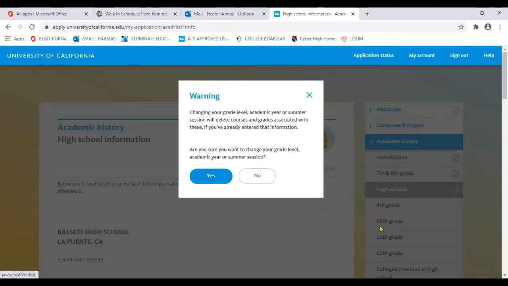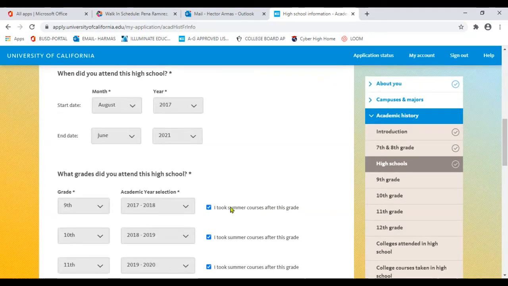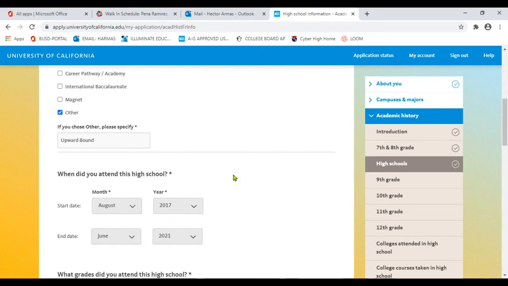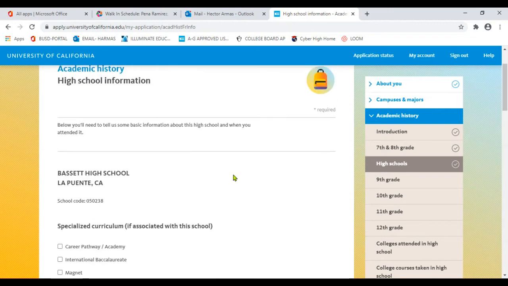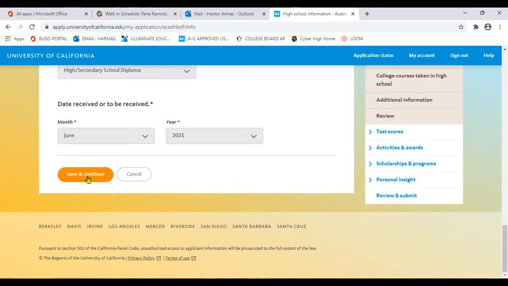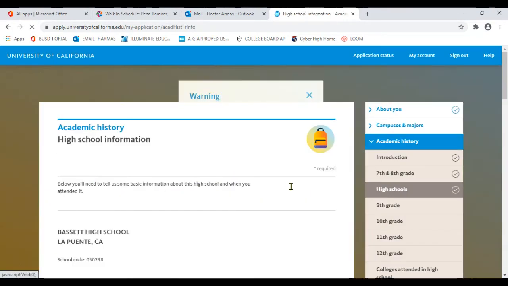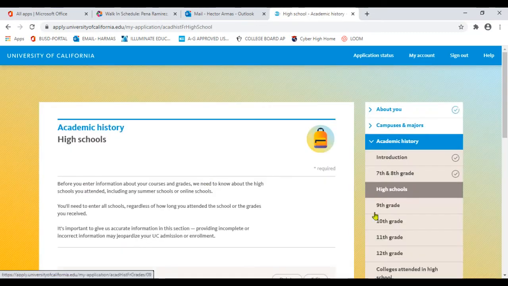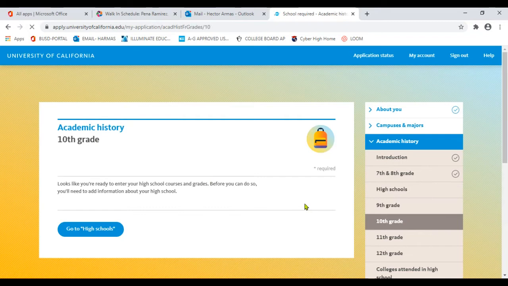Now I'm going to go to 10th grade over here. Okay, it says changing your grade level academic year with the elite courses and grades associated with these. If you ever, oh boy, okay, are you sure you want to change your grade level? Okay, wait a minute. I'm not changing my grade level. I'm just changing that I took summer classes. I don't remember changing my grade level. So it may delete what I wrote. So let's go. All right, I'm going to put yes. So let me go to 10th grade, and it's possible that it deleted.